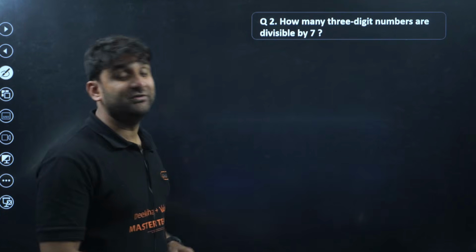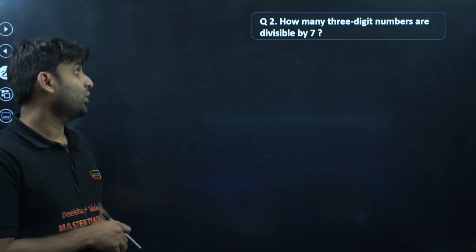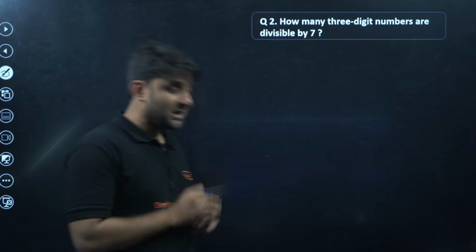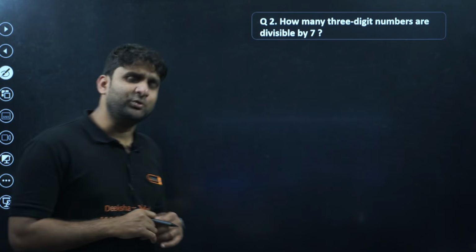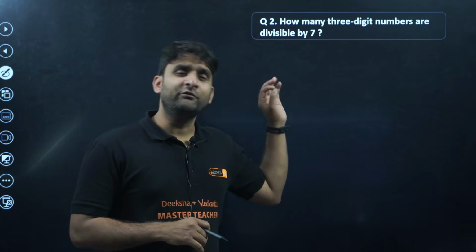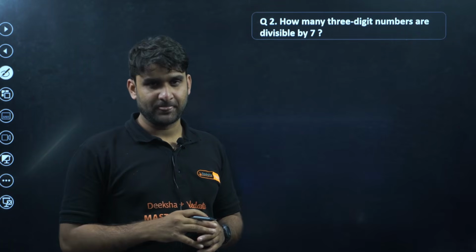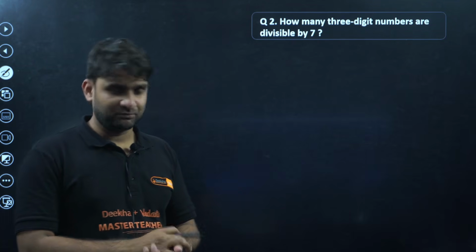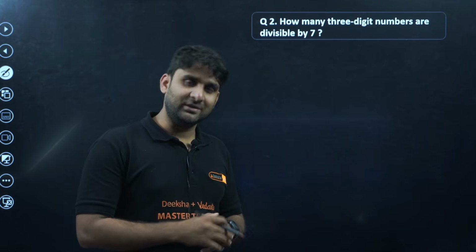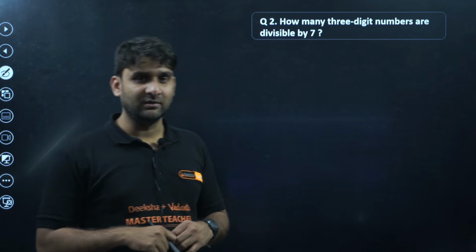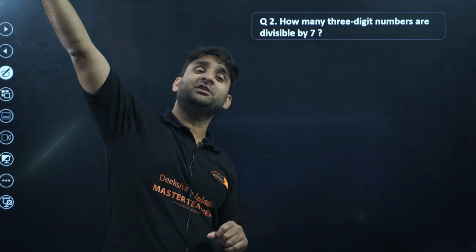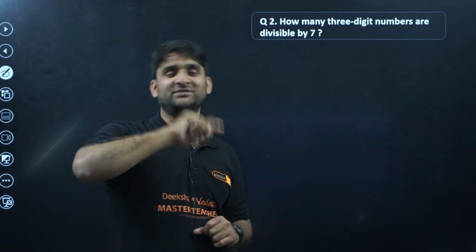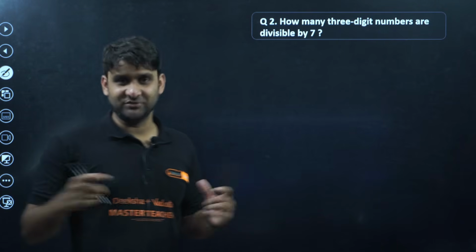Okay, moving ahead. How many 3-digit numbers are divisible by 7? Wow, very good question. Now, my dear students, if I ask you from which number the 3-digit numbers start, of course 100, because 99 is the largest 2-digit number. And what is the smallest 3-digit number? 100. And what is the largest 3-digit number? 999. Because after 999, 1000 comes up, which is a 4-digit number.